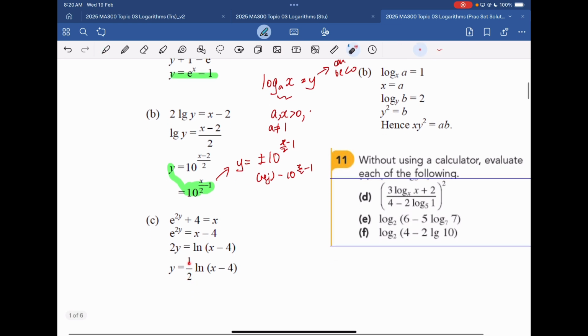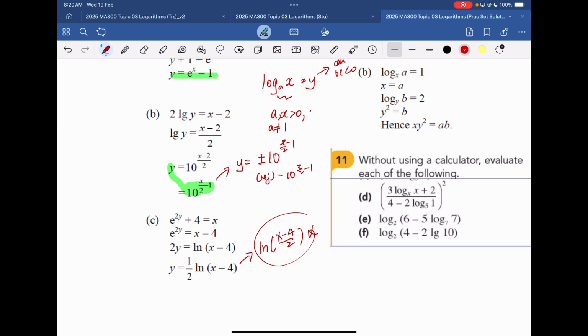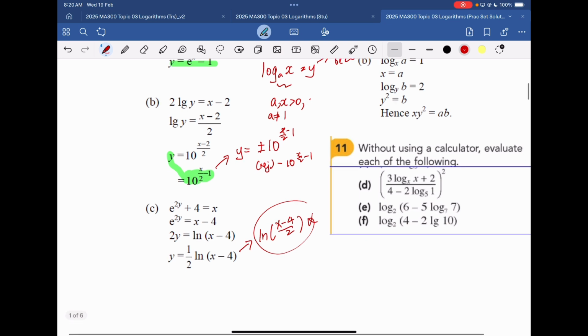For C, more or less everyone got it correct. Don't do this, I think I saw one kid do this. This is wrong. Why? The scalar cannot be pushed in. It doesn't go into the term. Okay, so far? So you can see there's a difference: in this one the scalar is outside, in this one the scalar is inside.